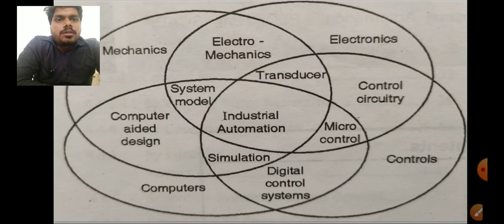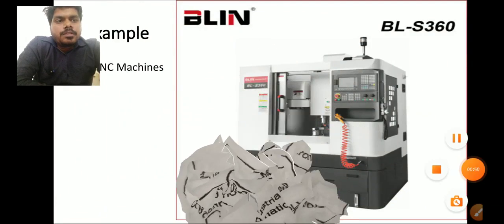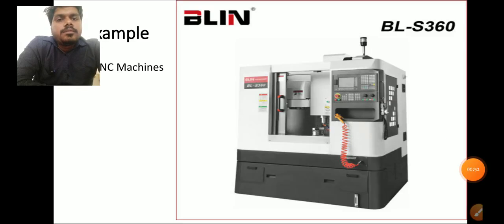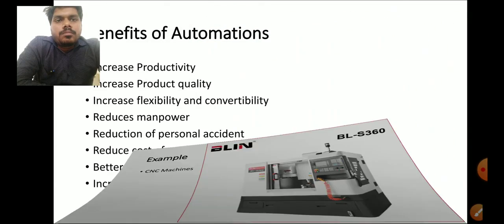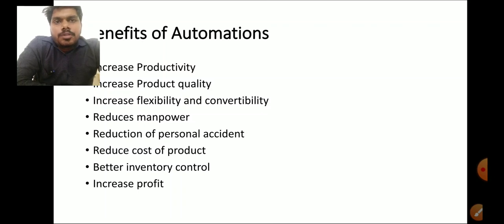Then we have seen all the branches which are the integration of industrial automation, means mechanics, electromechanics, electronics, control, circuitry control, digital control system, computers, computer aided. Okay, these are the integration of industrial automation we have seen in our previous video. Then we have seen an example like the CNC machine, in which an automatic tool changing technique is used. So this is also an example of a modern automation device.